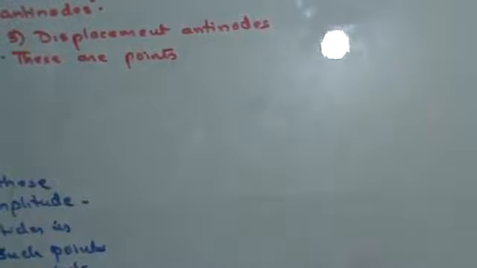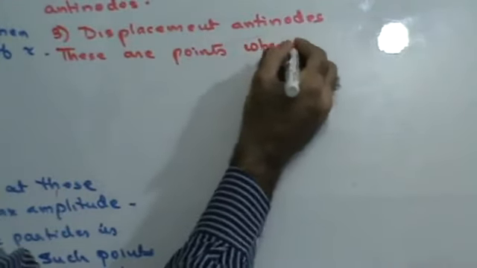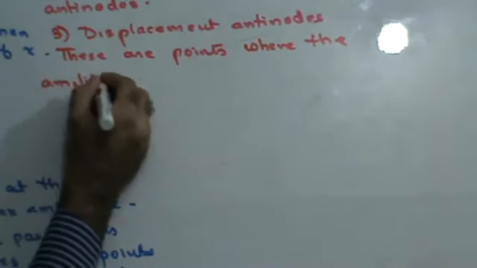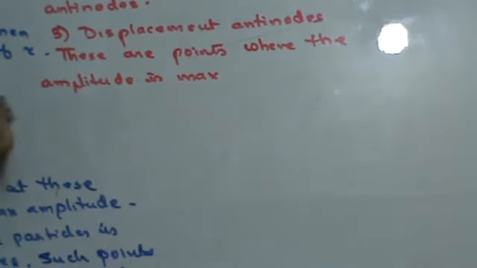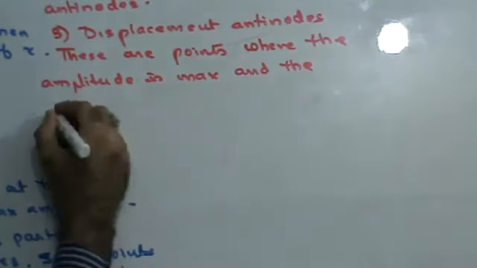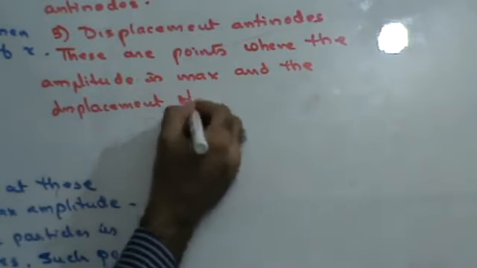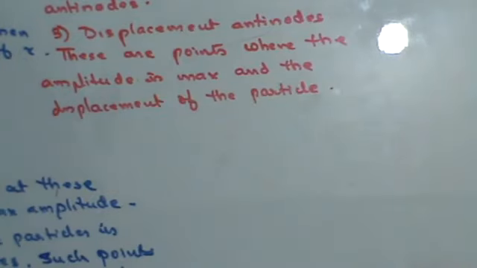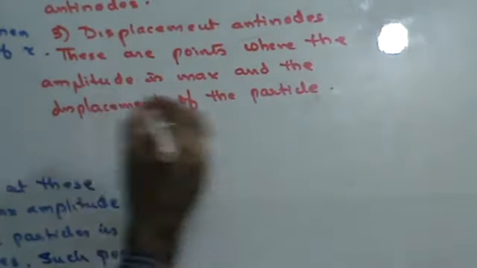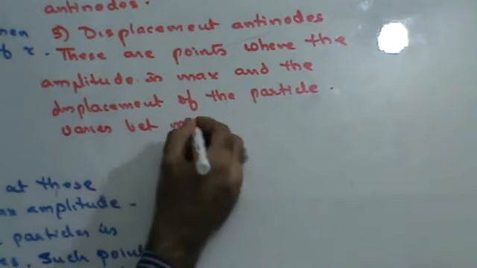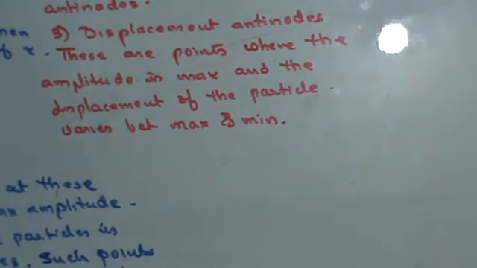Fine. So I can say that displacement antinodes are points where the amplitude is maximum and the displacement of the particle varies between maximum and minimum. Hence, in order to allow this, there is going to be no change in pressure and density of the medium at these points. It is already at minimum value. That's the reason why you have maximum displacement at these points.